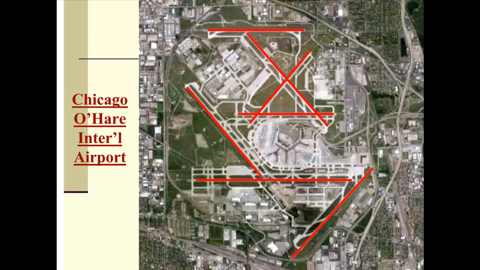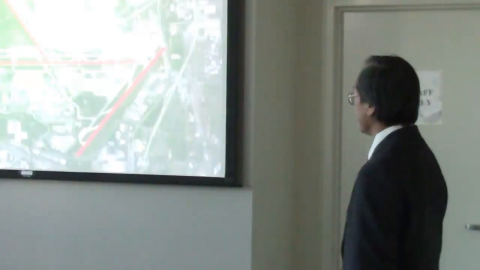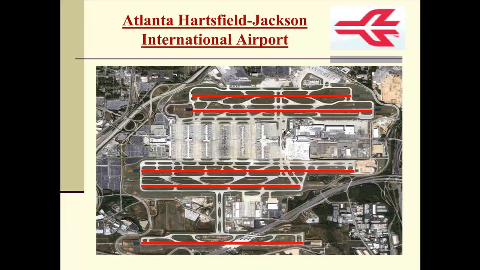This is one very complex airport, Chicago O'Hare. In fact, it's not as complicated as you can imagine. There are three sets of parallels from three different directions. This is the world's most efficient airport by far, Atlanta Hartsfield. A pair of parallels, and the efficiency is because of the midfield terminal, the satellite terminal, carrying passengers to the aircraft very efficiently.